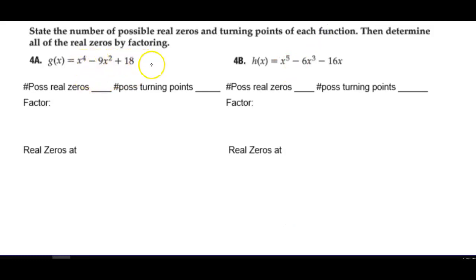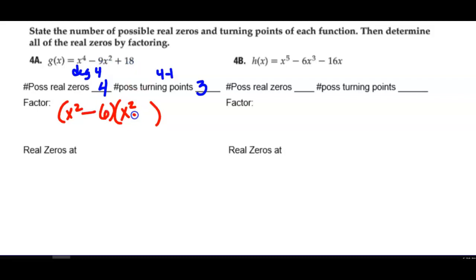This is one of those tricky graphing or factoring ones, but we're going to start first by just noticing the highest exponent power is 4. So degree 4 means it has 4 possible zeros and 4 minus 1, or 3, possible turning points. Then we're supposed to factor it to get an x to the 4th and an x squared as our only powers. We're going to have an x squared times an x squared. Factors of 18 that make 9 would be 6 and 3. 6 times 3 would give me positive 18 back here. I'd have a negative 6x squared and a negative 3x squared.